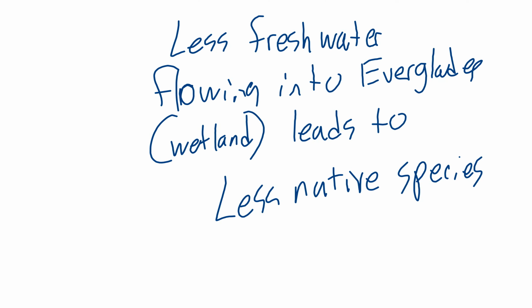Well, anyway, so Everglades are wetlands. They're estuaries, they're wetlands, they're swamps, and so if less fresh water is flowing into them from the land, then there's less habitat for native species. And you could have salt water intruding from the ocean into those estuaries, making them more salt than fresh, and that could also cause a problem for native species.